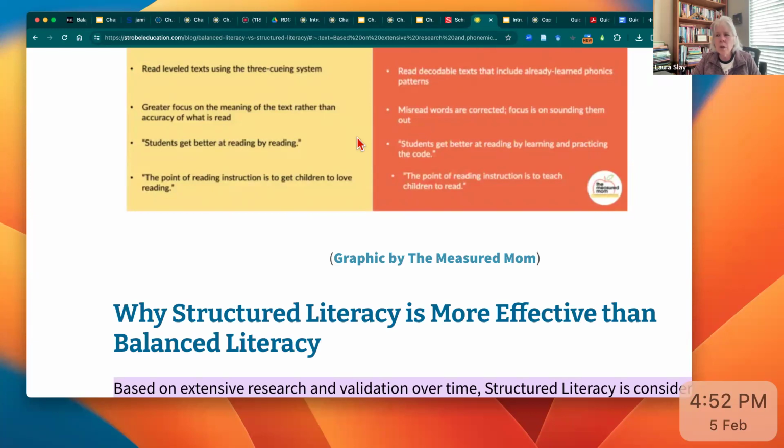So if you look at the three queuing system, the way it was originally designed and its intended purpose, you are assessing reading through the perspective of what that reader is doing and what they need, and then being able to give them explicit instruction to help remediate them.